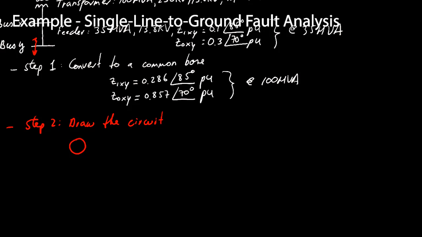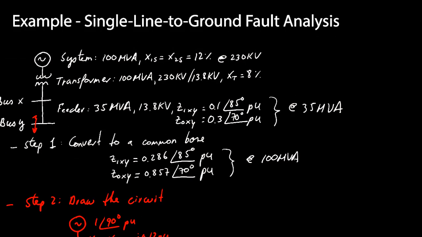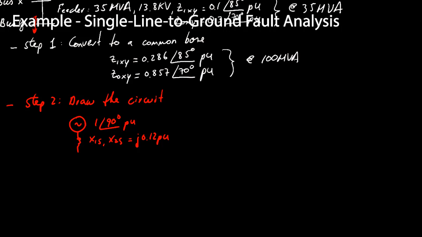Again, we have the system over here. We're going to have an impedance for the system. So this is going to be X1S or X2S, either the positive or the negative sequence impedance for the system, which in this case was j0.12 per unit. And again, I mentioned this before, but this source is going to be 1 at 90 degrees per unit. Then after that, if we take a look at this system over here, we have the transformer and then we have the feeder. So we're going to have those impedances on our circuit over here.